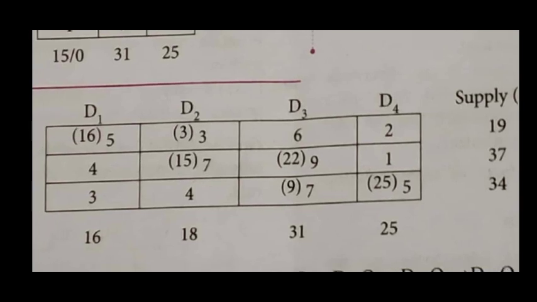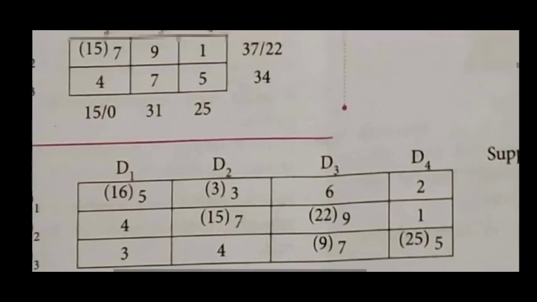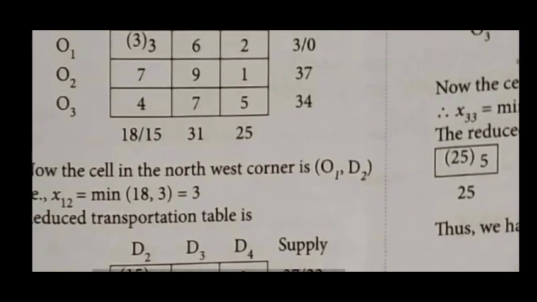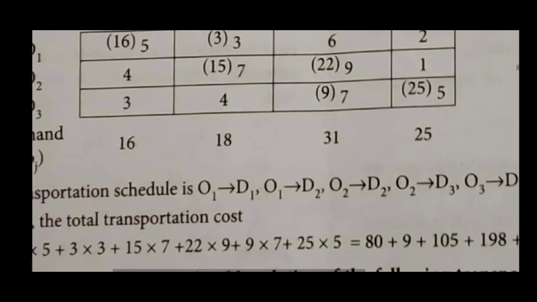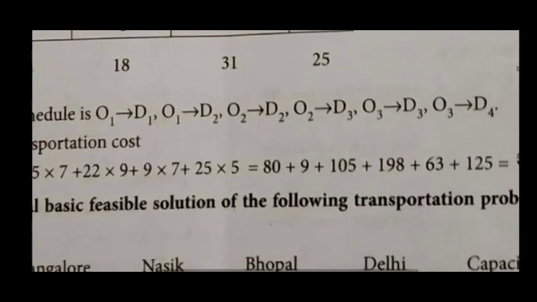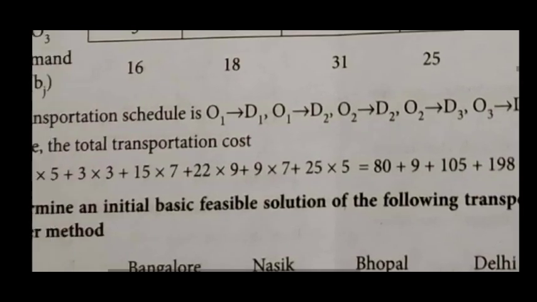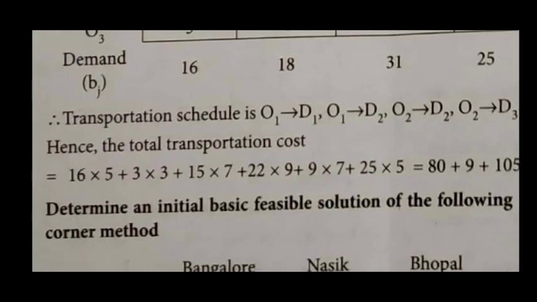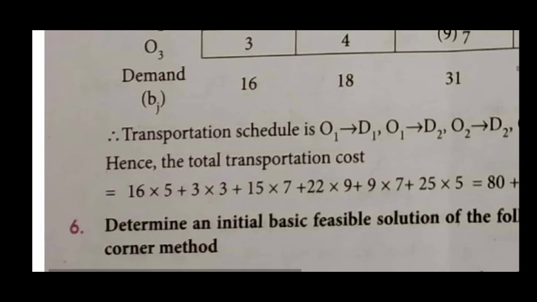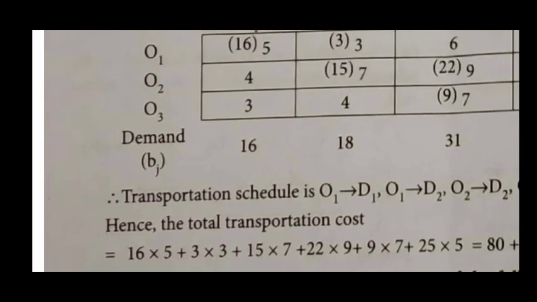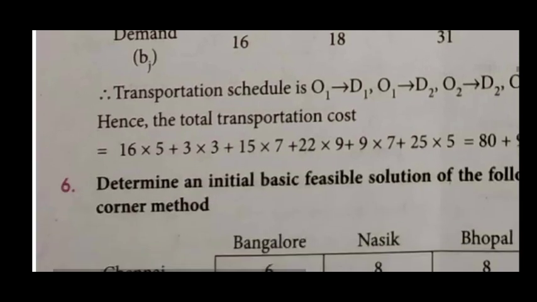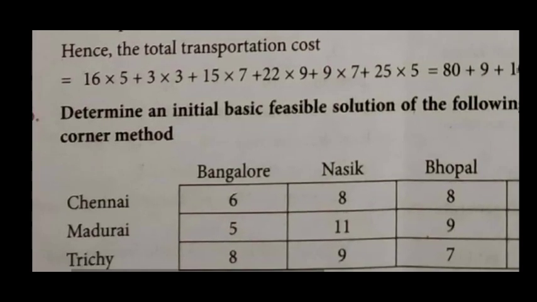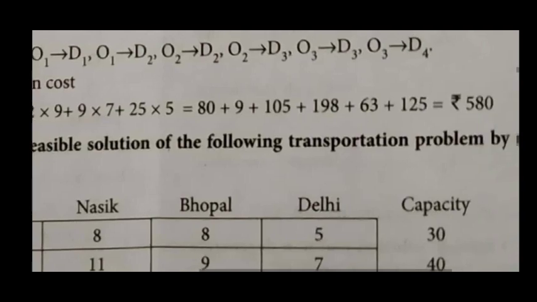Now multiply this: 16 into 5, 3 into 3, 15 into 7, 32 into 9, 9 into 7 and 25 into 5. These numbers are already allocated in each and every reduction. So these numbers are multiplied and we are getting the answer 580. This is the total transportation cost. So this is the way we are finding the transportation problem by using the northwest corner rule. The total transportation cost here is 580.